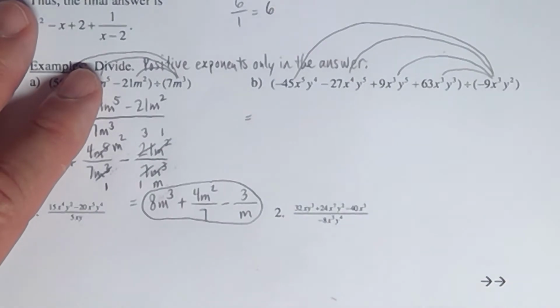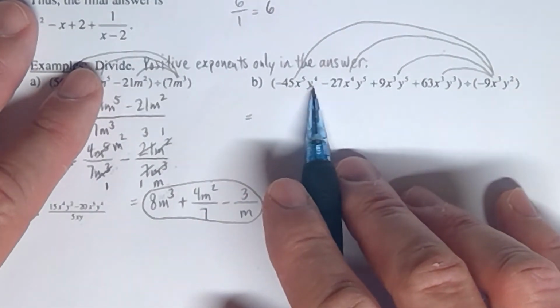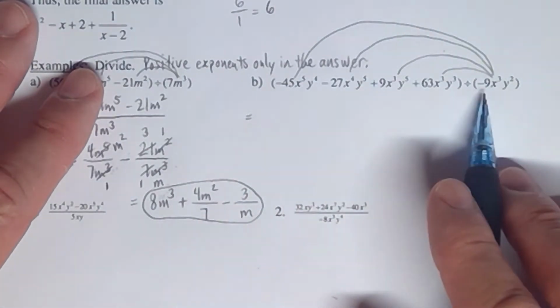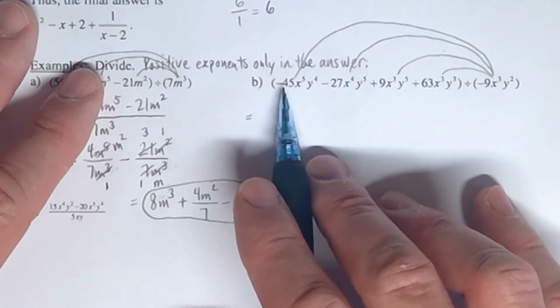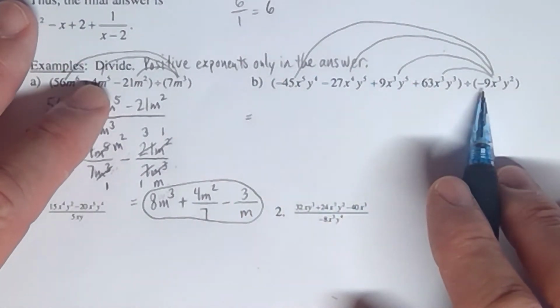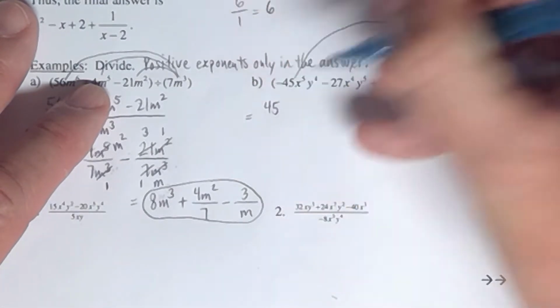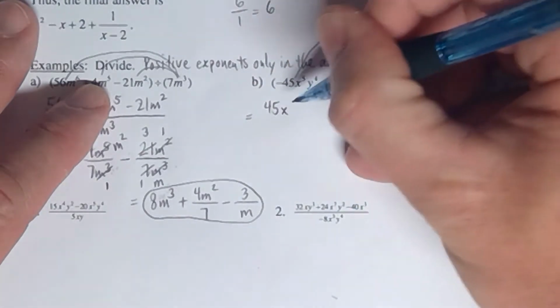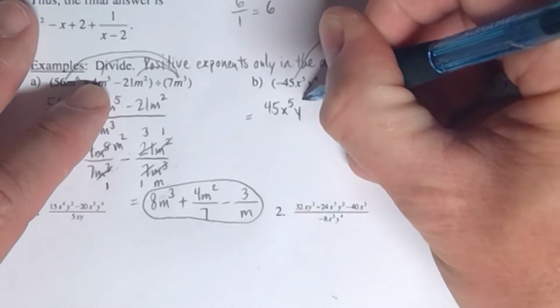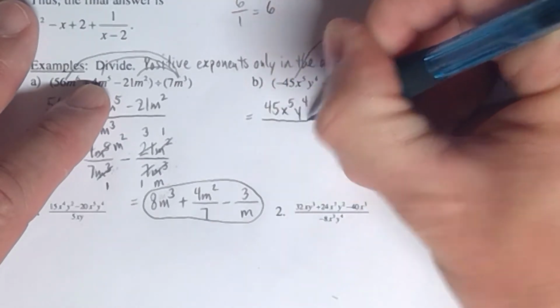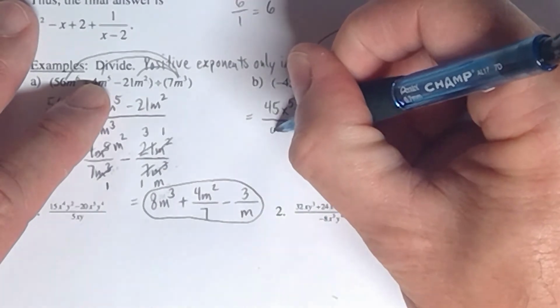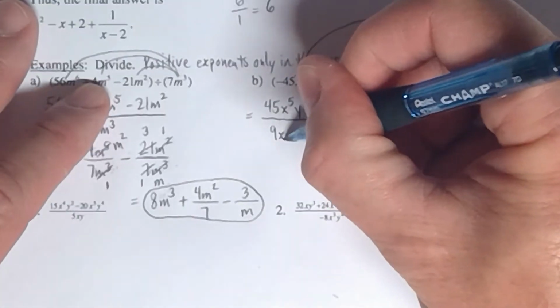Let's see how that looks. Negative 45x^5y^4 divided by negative 9x^3y^2. Remember, that's negative divided by negative. What is negative divided by negative? It is positive. And so I'm going to say positive in front, which means that I don't need to write anything if it's the first fraction. But don't put a negative in front, because we know it's supposed to be positive.